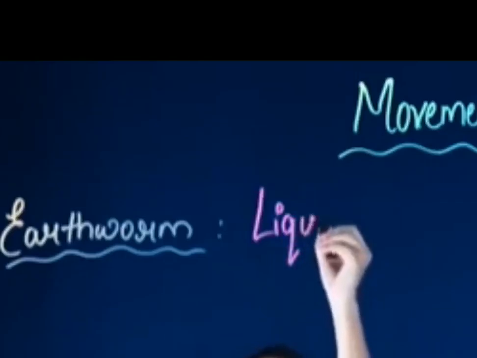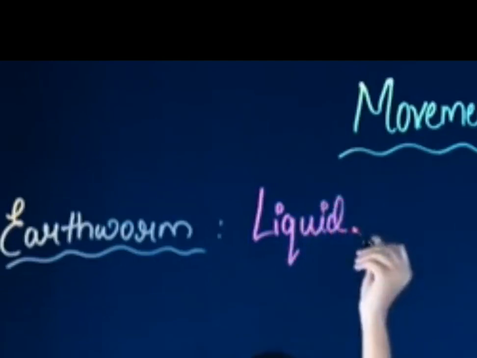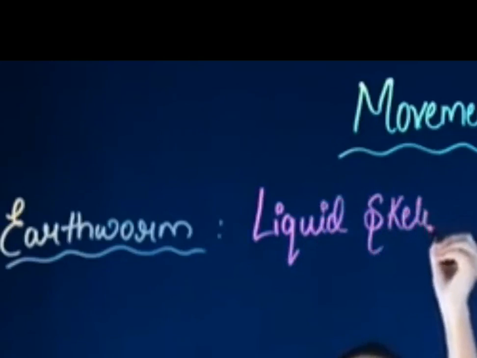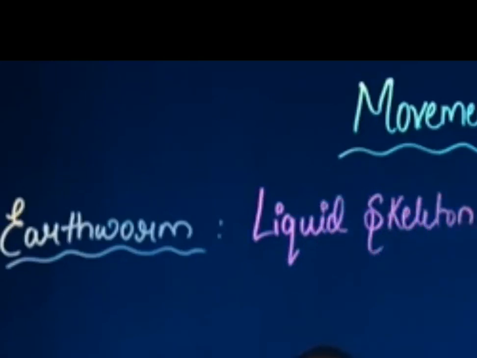Now what is the significance of this liquid skeleton? Here we see that this liquid skeleton is important as the muscles push against this liquid, and this pushing or the contraction of muscles against this liquid basically changes the shape of the earthworm. And the change in the shape of the earthworm helps in its movement.